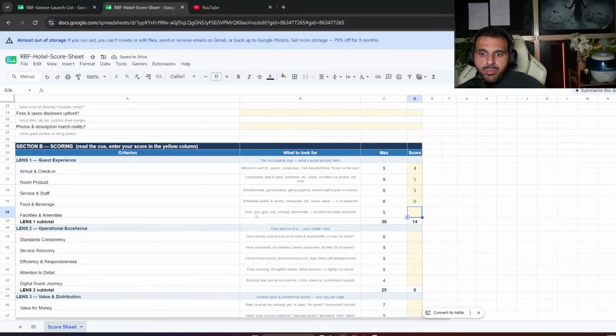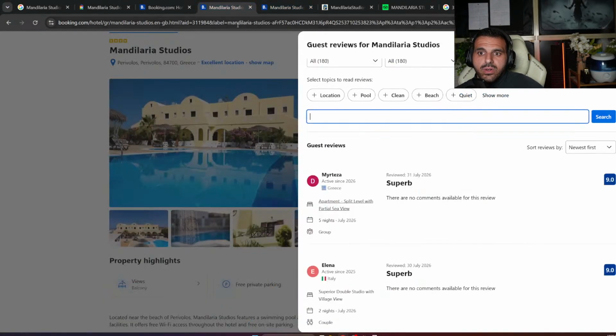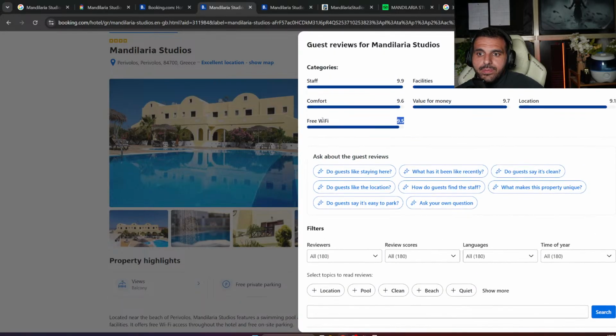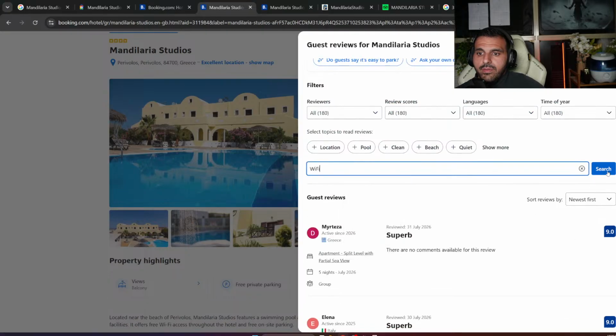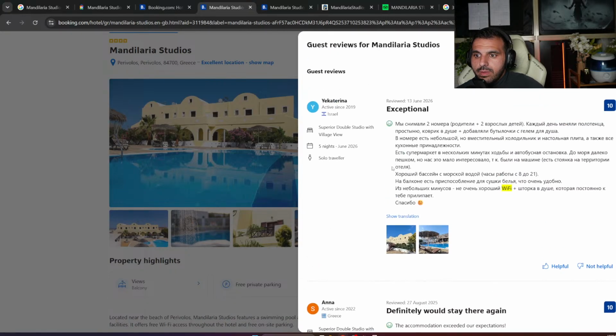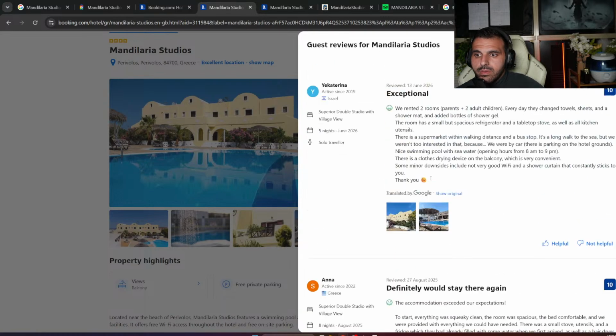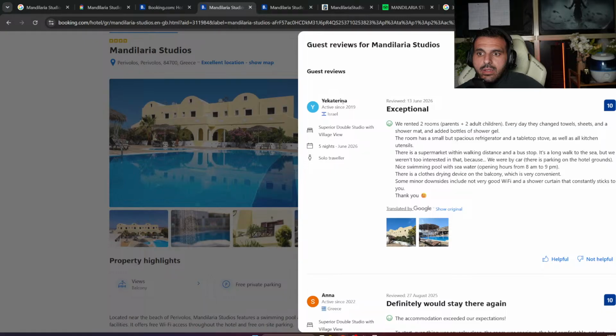Facilities and amenities: pool, spa, gym, Wi-Fi, parking, kitchenette. Kitchenette, they said bad about it. They did not mention Wi-Fi, parking, or others. Free Wi-Fi 9.5. Let's have a quick look. It's in the positives over here. We have Yekaterina from, I don't want to name the country.